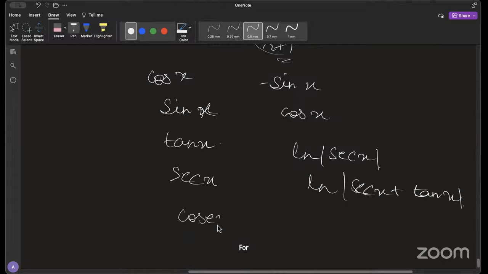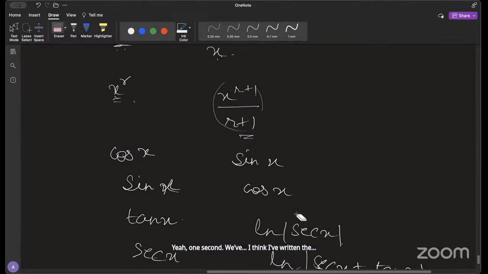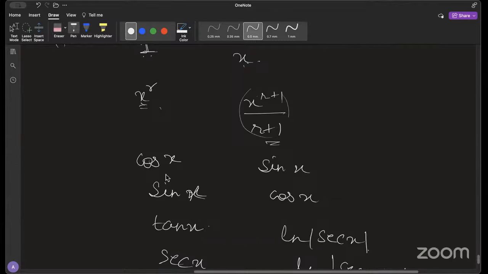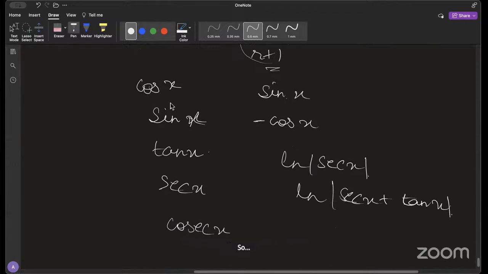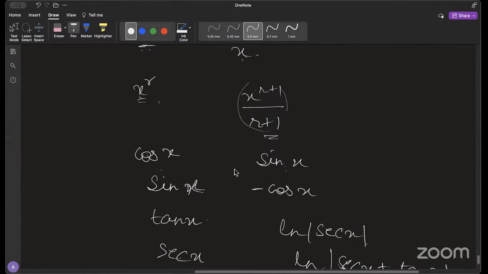For cos x, the derivative is minus sin x, right? One second. I think I've written it wrong. For cos x, your antiderivative is sin x, and for sin x, your antiderivative is minus cos x. I had written the derivatives there initially; I didn't realize. So sin x is the antiderivative of cos x, and cos x is the derivative of sin x.